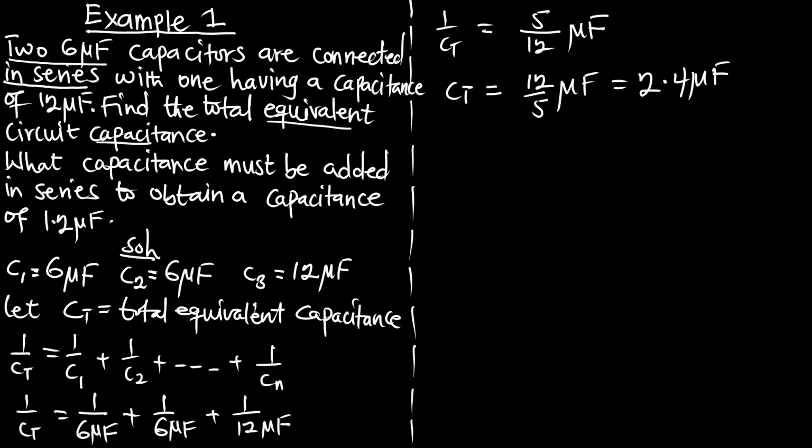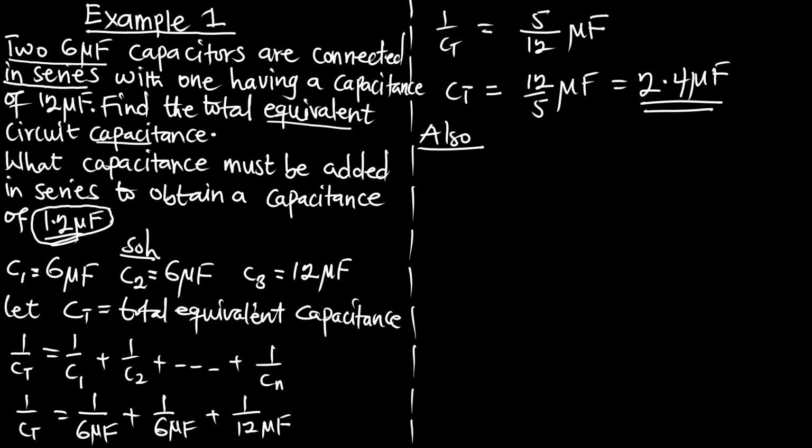Now the B part: what capacitance must be added in series to obtain a capacitance of 1.2? From the first part, we now have a capacitance of 2.4, and the question is, how do we obtain a capacitance of 1.2? By adding a fourth capacitor. What is the capacitance of that capacitor to give us the total or equivalent capacitance as 1.2? Is that clear? So here we are going to solve it this way.